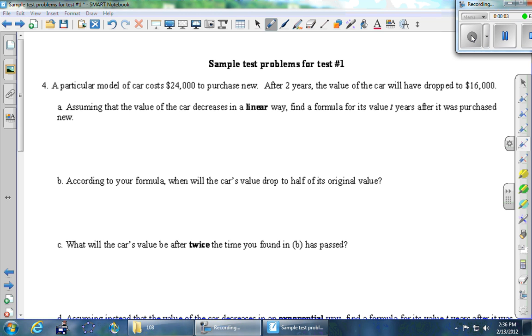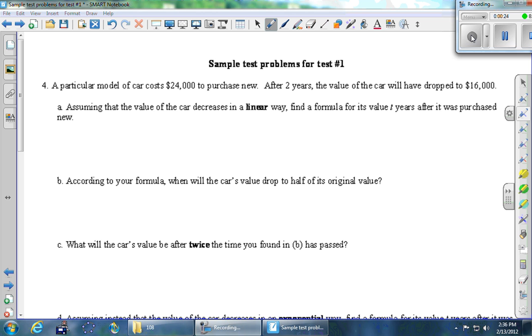This is problem number 4 on the sample test problems for test number 1. A particular model of car costs $24,000 to purchase new. After 2 years, the value of the car will have dropped to $16,000. A, assuming that the value of the car decreases in a linear way, find a formula for its value 2 years after it was purchased new.